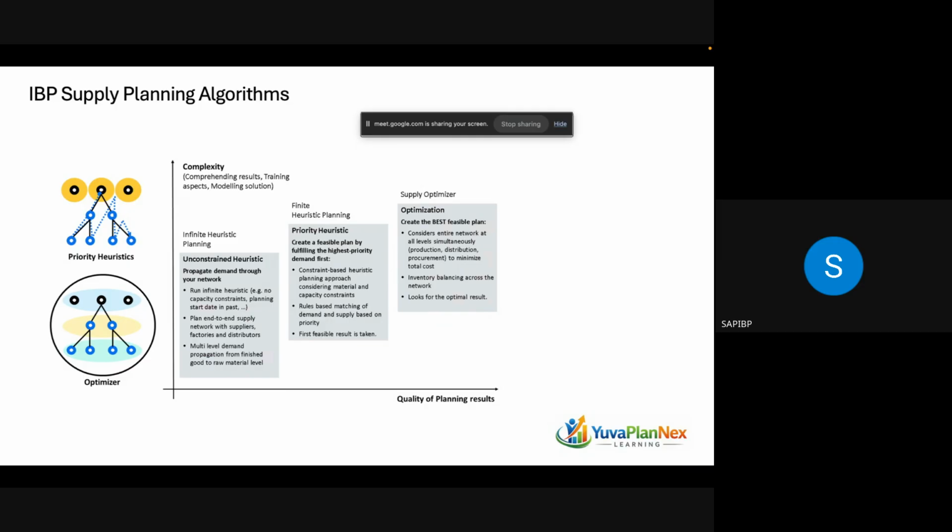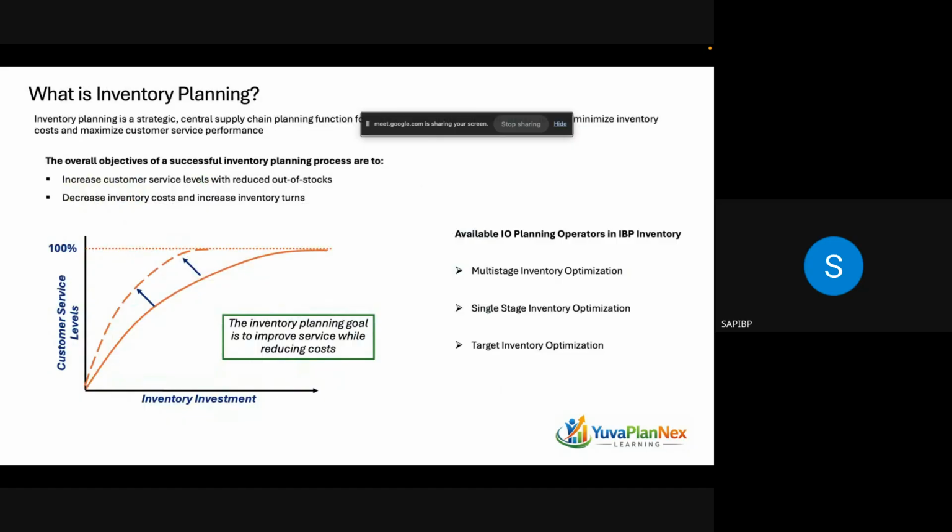Good. So next, if I go to the next module, that is inventory. Why is inventory required? Basically, to avoid either a stock out situation or high inventory holding cost rates. Both are not good for any supply chain network, right? So to avoid a stock out situation and the high inventory holding cost rate, you will require inventory planning.